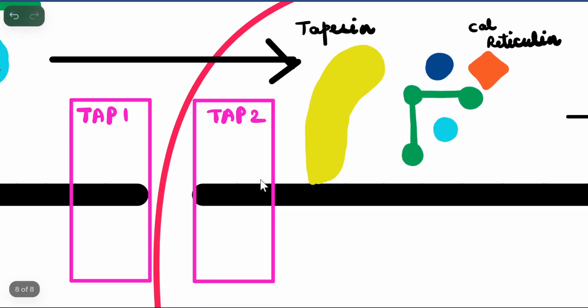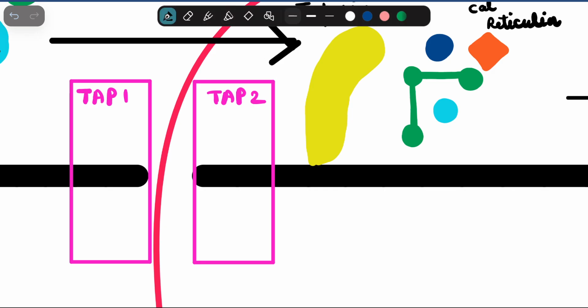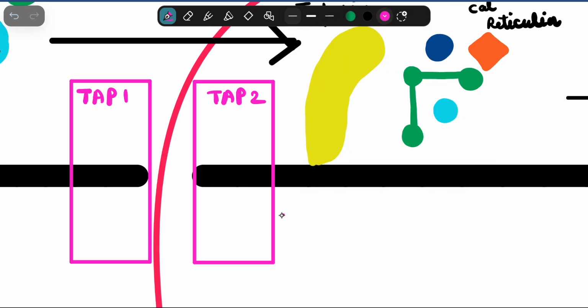But before that, how will it enter inside the RER? There are two important proteins here, TAP1 and TAP2, which have some hydrophobic regions that anchor the membrane of the endoplasmic reticulum. Once they allow this to go inside, the antigenic peptide will enter the RER matrix. What you need to know is that these TAP1 and TAP2 proteins have some specific properties.